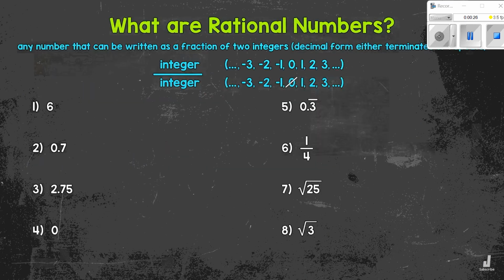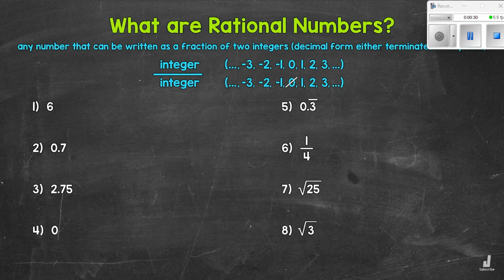In this video, I'm going to cover what rational numbers are. Now, simply put, rational numbers are numbers that can be written as a fraction, specifically a fraction of two integers. So the numerator must be an integer and the denominator must be an integer. Now, fractions can be written as decimals. So anything in decimal form that either terminates, so cuts off, or repeats, so continues on forever in some type of pattern, those are rational numbers.